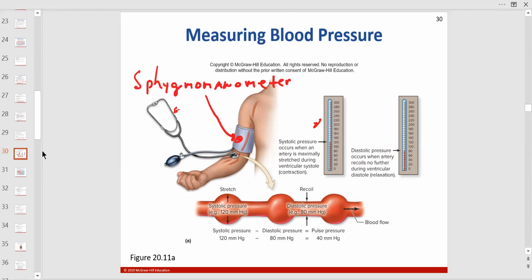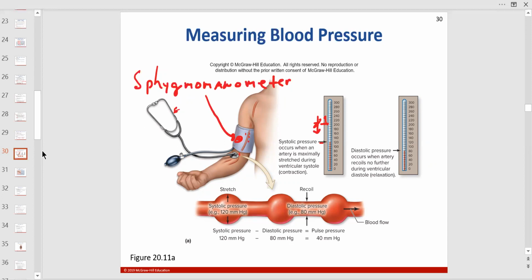So you pump that cuff up. Let's say you expect somebody's blood pressure to be 120/80. So you pump the blood pressure cuff up to, let's say, 200. So it's occluding the brachial artery. So the brachial artery can't pump against that pressure. So you're not going to feel anything. And then you slowly let the pressure out of the cuff. And once you feel the first pulse, that's going to be your systolic blood pressure.